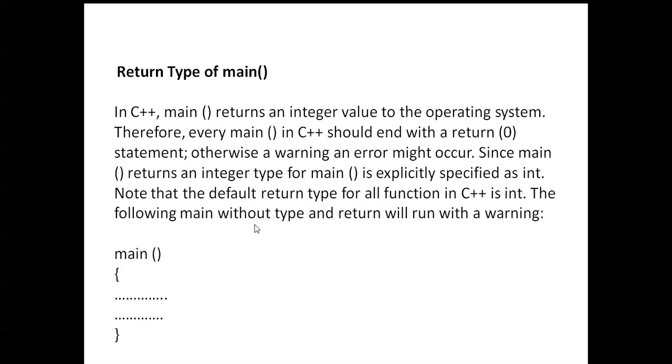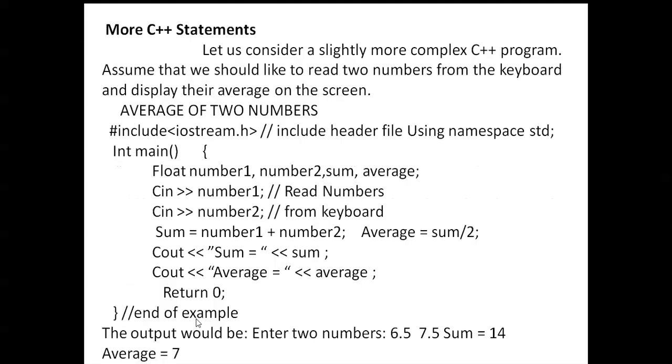The following is main without a type and return. If you do not mention the return type, it will display an error. Some more statements are there: the main function and float. Float is a data type. We are using cin and cout. cin is the C++ input statement and cout is the C++ output statement, and we can print by using these two words. Floating point is a data type.